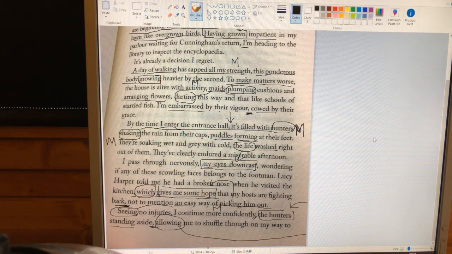Okay, I hope that's been interesting for everybody. I hope that this helps you understand absolute phrases a little better.